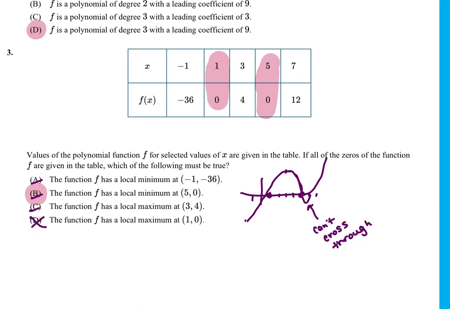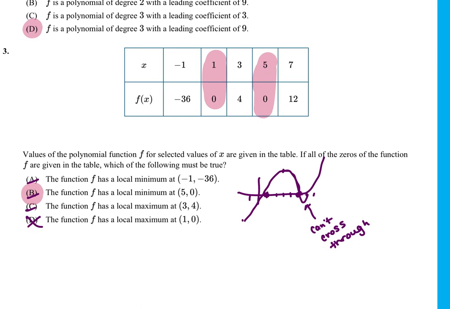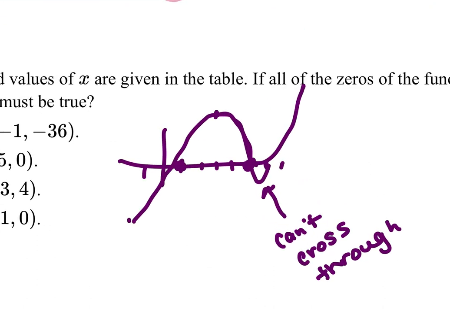Number 3, the values of the polynomial function are selected values in the table. If all the zeros of the function are given in the table, which of the following must be true? Okay. If I plotted these, like -1, -36 and 1, 0, 3, 4, 5, 0, 7, 12, it looks something kind of like this. It cannot cross through at this point, or it would have another 0. So that's why we rule that out.